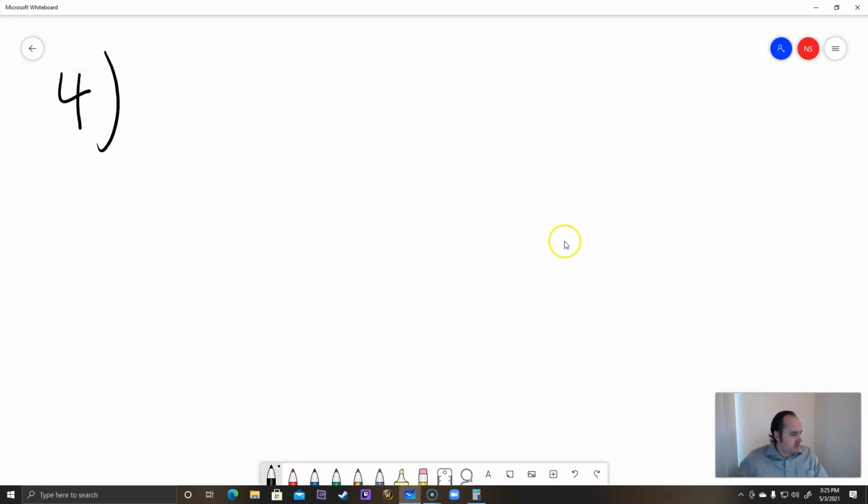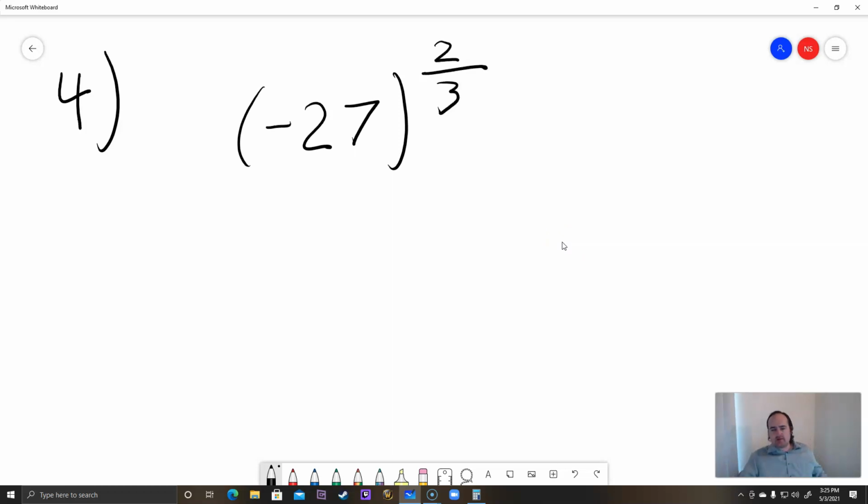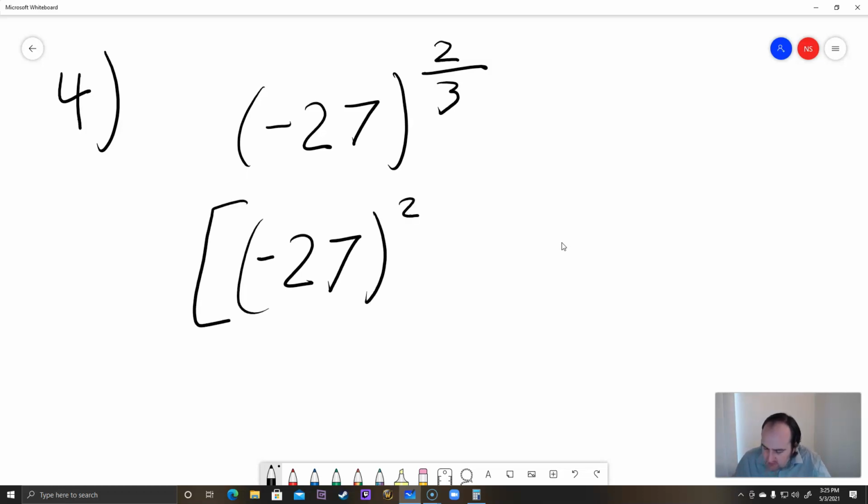So for example number 4, we actually have negative 27 raised to the 2/3 power. Alright, and here, even though we have a negative, we can still do this problem. So probably the easiest way to do this, even though it might look a little strange, if you're not going to use a calculator, is to split up the exponent into 2 parts. So you can write this as negative 27 squared, and then put brackets around that and raise it to the 1/3 power.